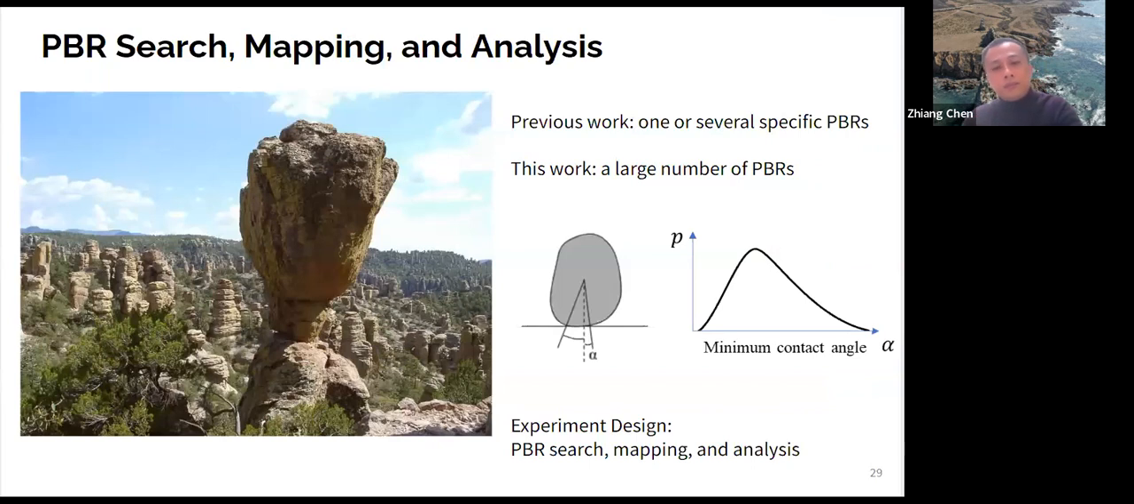Previous work only looked specifically at one or several PBRs. In this work, we are thinking that if we can get a large number of PBRs, we can build a distribution of minimum contact angle, and this distribution should be a better representation of the fragility of that area. Because if we only look at one or several PBRs, the sampling might be biased. The engineering challenge here is how we can map and segment those PBRs. We present a workflow of PBR search, mapping, and analysis.